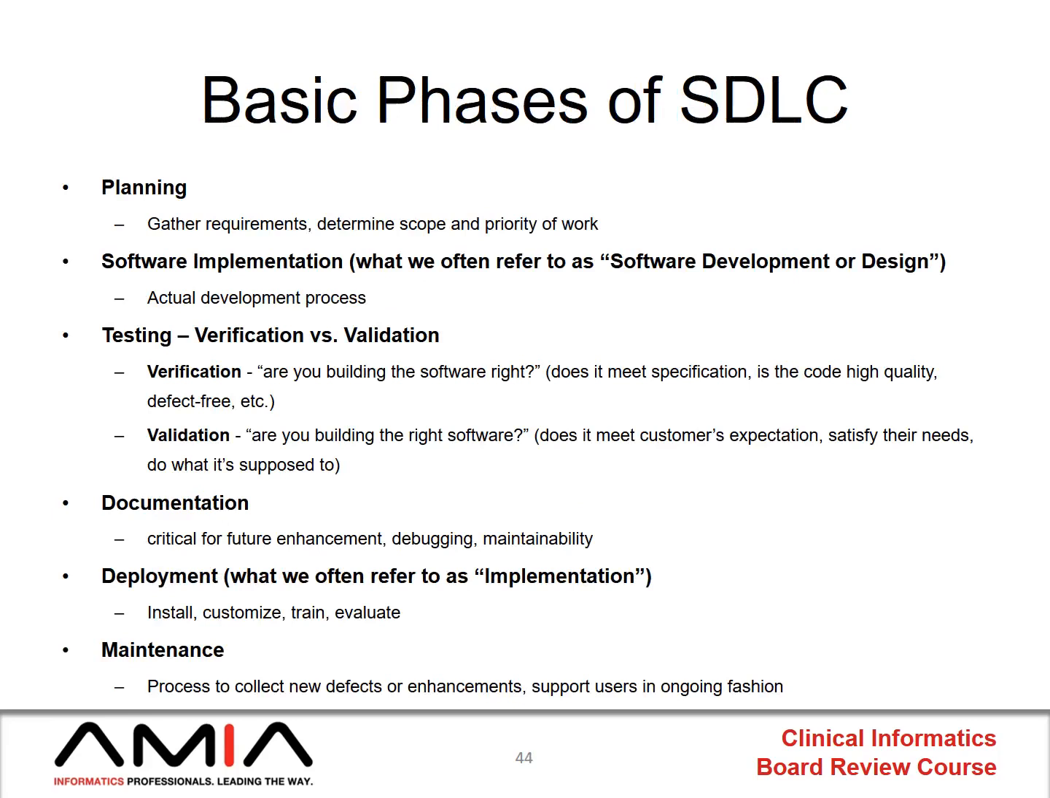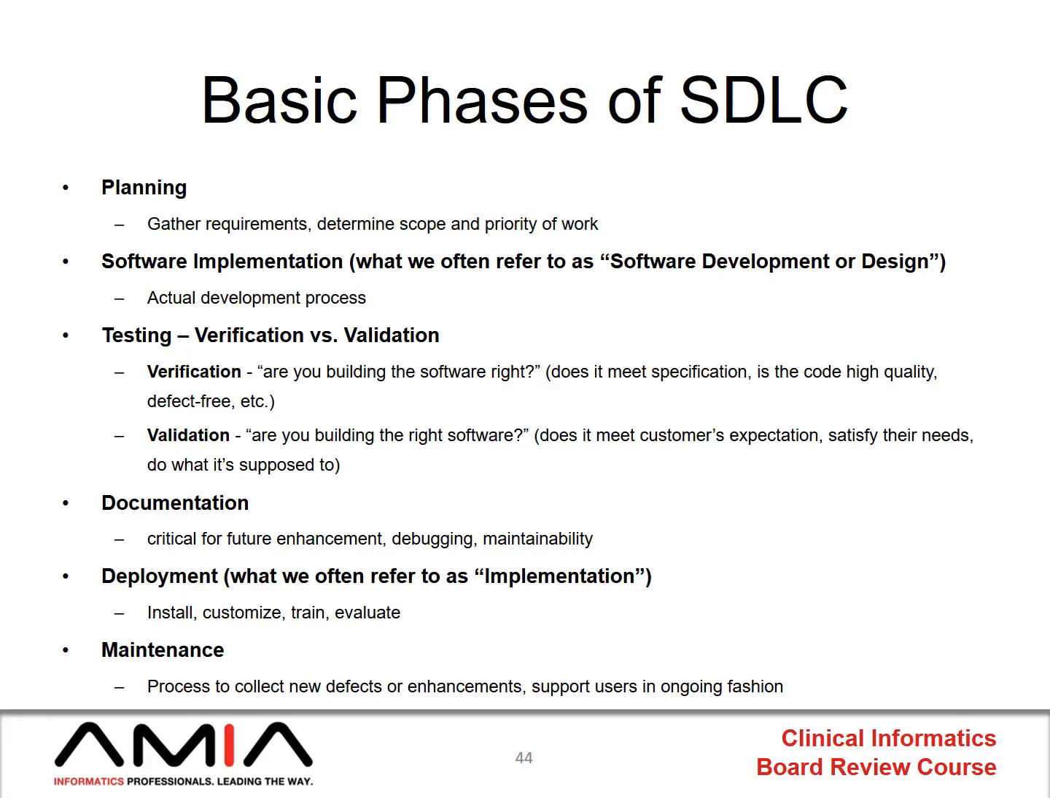So here are the basic phases of the software development life cycle. They all start with a planning phase where you're trying to gather your requirements, determine the scope of the project, and also the priority of the work. So what sequence and which work is most important. Next is the software implementation phase.